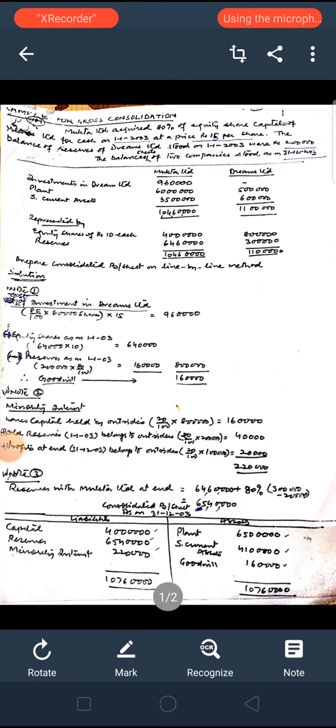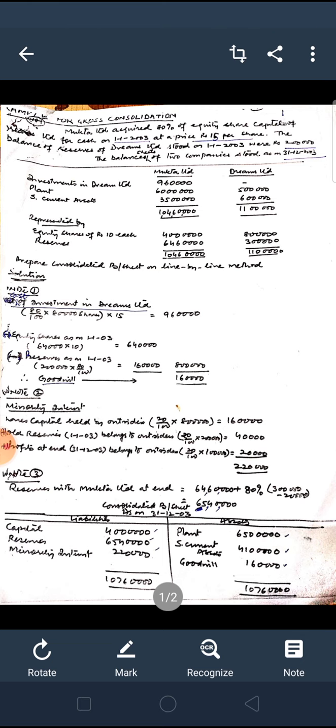Hello friends, in the PDF file already sent on consolidation of financial statements, there are three questions on gross consolidation, line-by-line consolidation and proportional consolidation that you will solve at your residence as homework. Here I am going to take up an example of gross consolidation first.